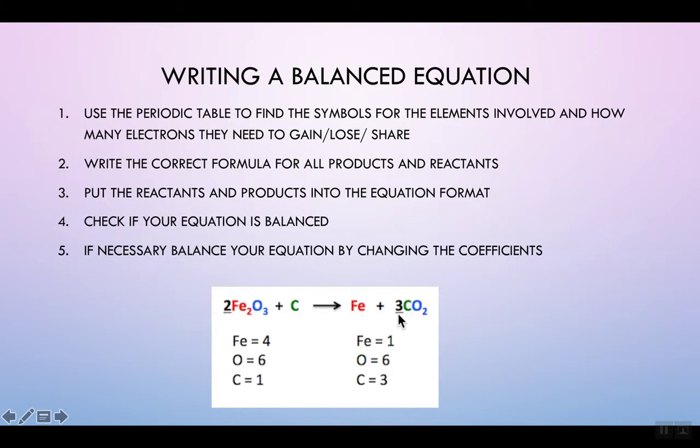And if you are, for instance, putting a 3 here, that will give you 3 carbons and 6 oxygens because it triples everything that it is in front of.